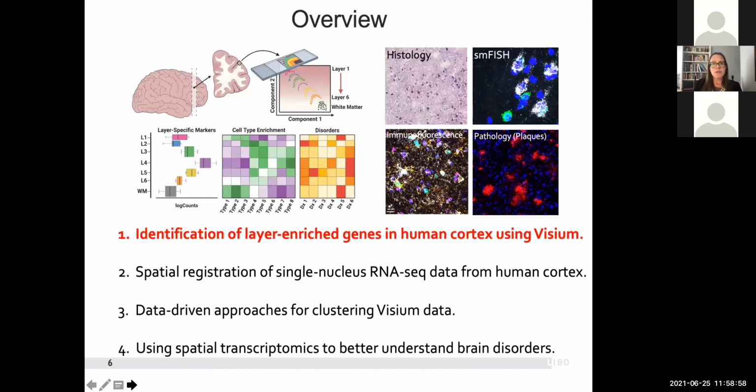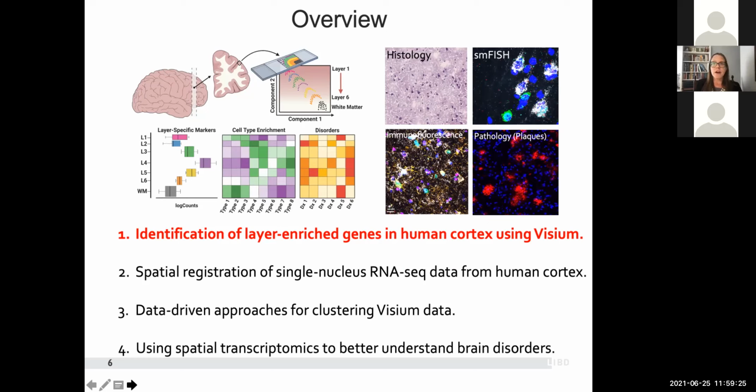To give a brief overview of the talk, I'll be describing how we used Visium to identify layer-enriched genes in the human cortex and how we validated these findings using in situ hybridization. I'll also talk about spatial registration of single nucleus RNA sequencing data, unsupervised data-driven approaches for analyzing spatial gene expression, and the power of spatial transcriptomics to better understand complex brain disorders.